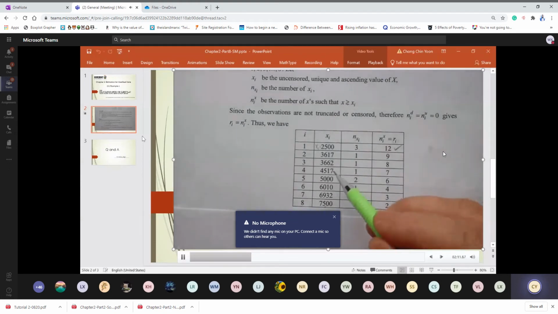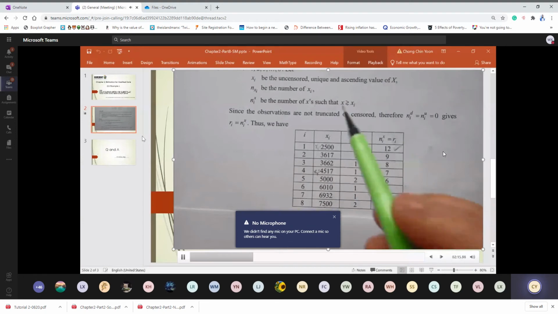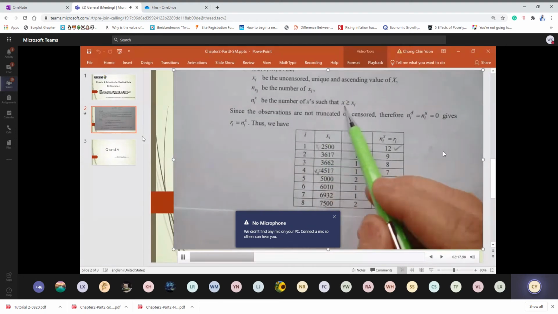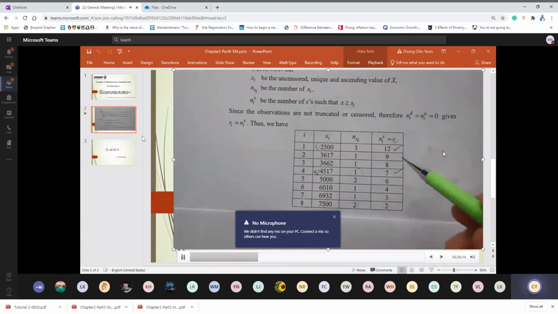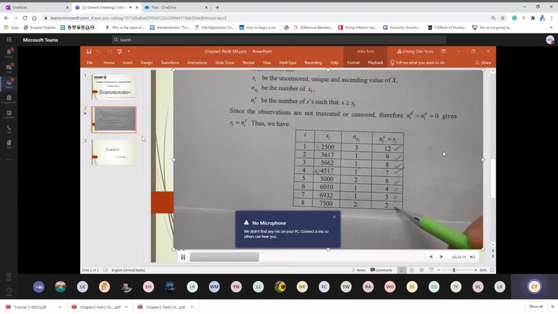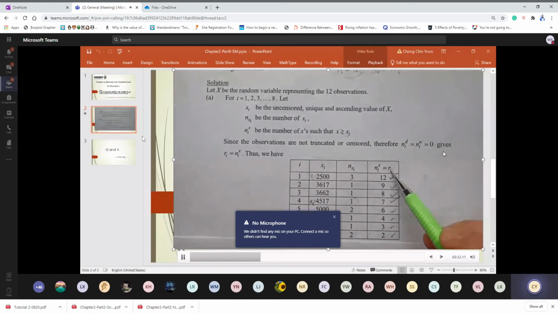Say I choose this x4, 4517. So how many x values are more than or equal to 4517? That is here. So we have 7. And so on, you can calculate the rest. So the risk set values are straight away equal to 12, 9, and so on.